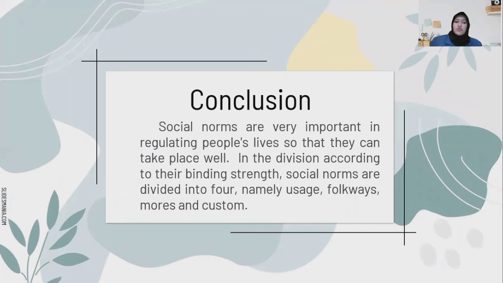Well, this brings me to the end of my presentation. To conclude, I would like to confirm that social norms are very important in regulating people's lives so that they can take place well. In the division, according to their binding strength, social norms are divided into four, namely usage, folkways, mores, and custom. In my opinion, we should maintain social norms so that they always exist. When these social norms persist, social change that will occur in the future will not always lead to negative things.